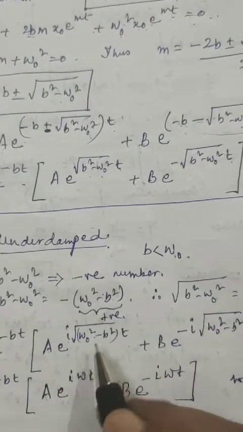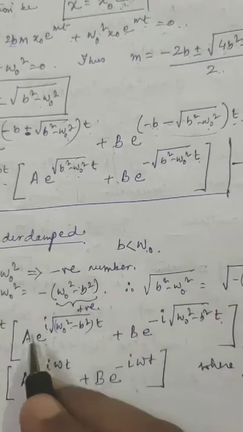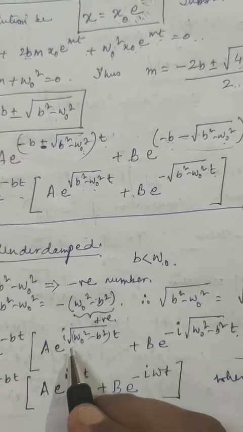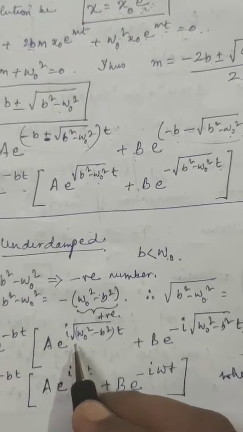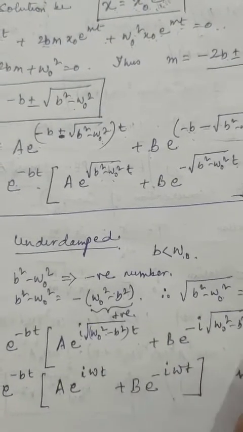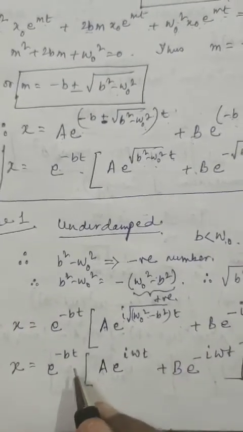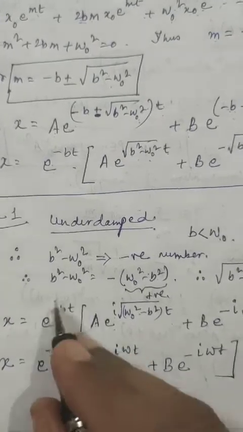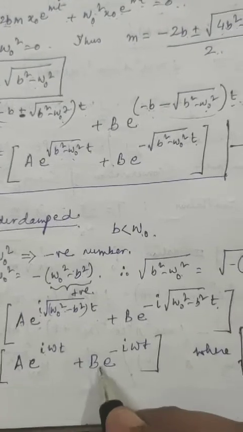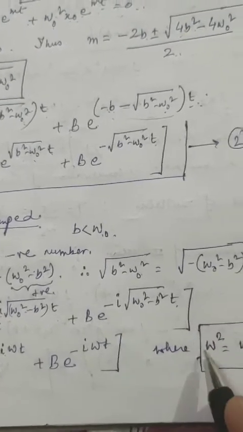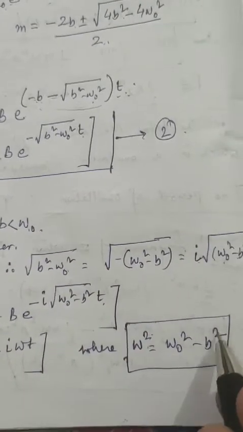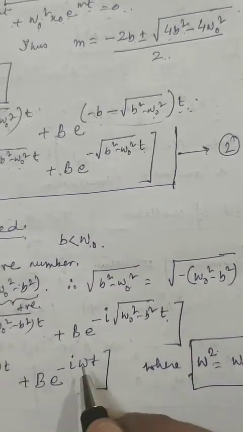So whenever you have e to the power of i something, this becomes oscillatory in nature, since you know e to the power of i theta can be written in terms of cos theta and sin theta. So e to the power of i something is always oscillatory in nature. So I can write this as e to the power of minus bt, which is out as a constant factor, times A e to the power of i omega t plus B e to the power of minus i omega t, where omega square is omega naught square minus B square. So if you take the square root, you would get omega.